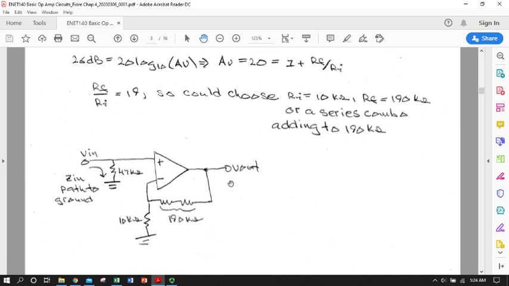So here's a schematic of what we would end up with. Here's our 47 kiloohms bridging our input signal to ground. So we have infinite input impedance here. Our impedance to ground would go on this path, and we've defined what it is according to the spec, and then put in our feedback network to satisfy our gain.